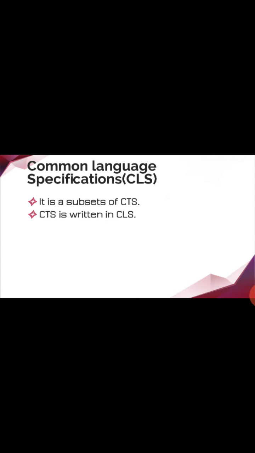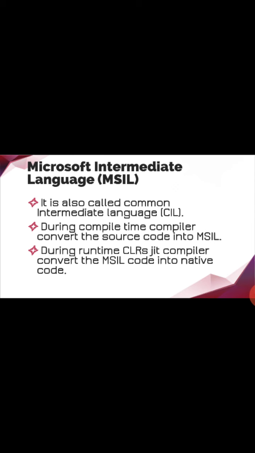The next component is Microsoft Intermediate Language. It is also called Common Intermediate Language, CIL. During compile time, the compiler converts the source code into MSIL. During runtime, the CLR's JIT compiler converts the MSIL code into native code.